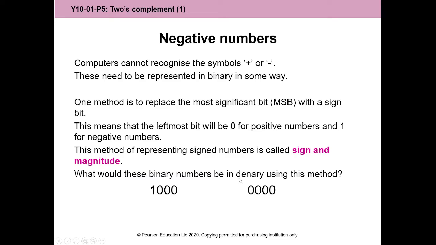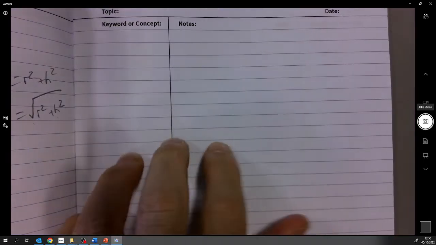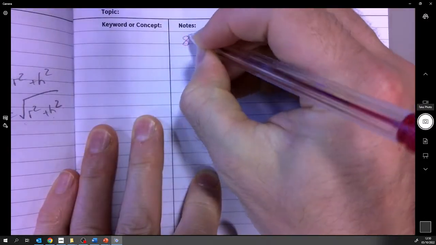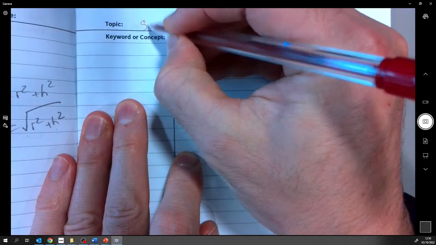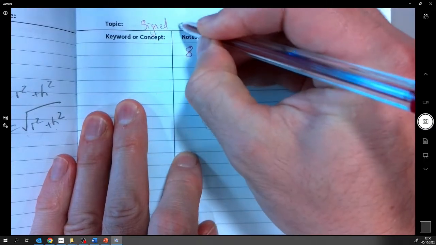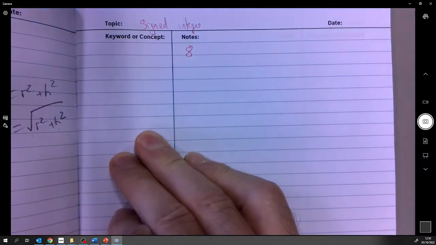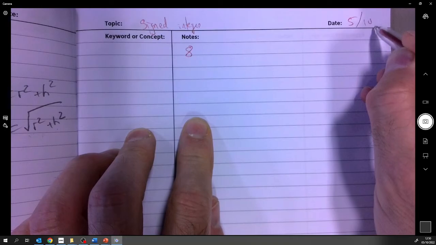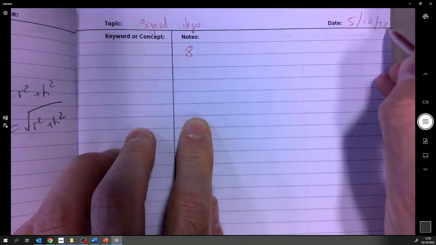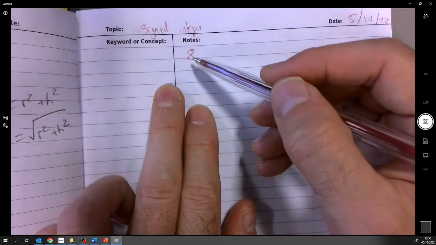I don't like the slides for this, so I'm going to give up with the slides and just show you on paper. So let's say we have the number 8. You make sure you're writing the topic: signed integers. And today's date is the 5th of October. My goodness. If we want a positive number, a positive number is exactly the same.